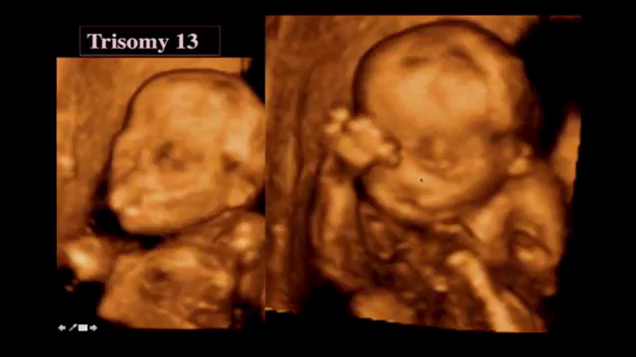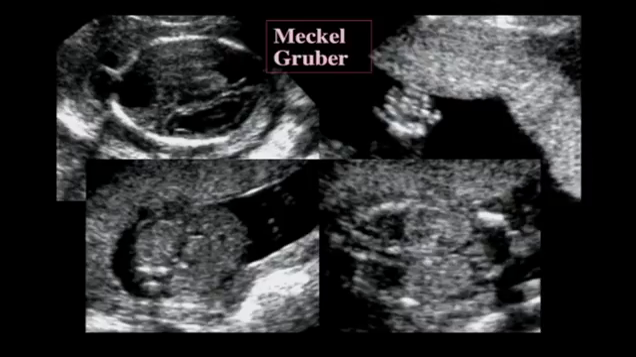So we talked about trisomy 13 as being associated with polydactyly, but then you would be looking for the facial cleft, the major midline facial abnormalities, the holoprosencephaly, the orbital abnormalities, as well as, of course, the heart defects and other findings that are associated with trisomy 13.